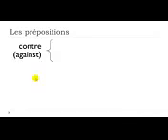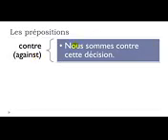Contre means against. One example. Nous sommes contre cette décision. Okay, this decision, and it's nous sommes, we are against this decision.